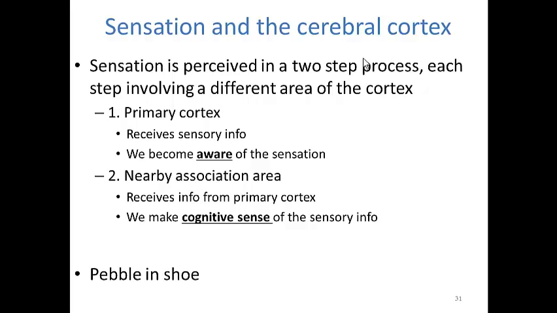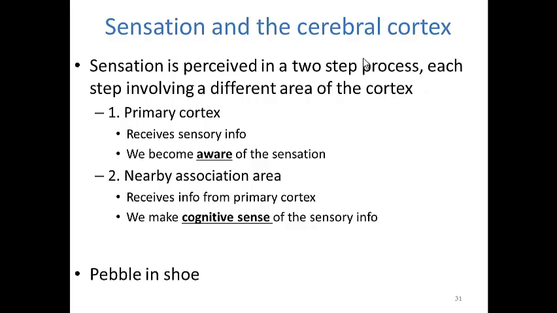So a pebble gets into your shoe, it's going to activate pain receptors in your skin. Those signals will be sent up a nerve to your spinal cord, up your spinal cord, through your brainstem to your thalamus. And remember, your thalamus has the job of filtering incoming sensory information. This sounds like a pretty important thing, so the thalamus sends the information out to the cerebral cortex.